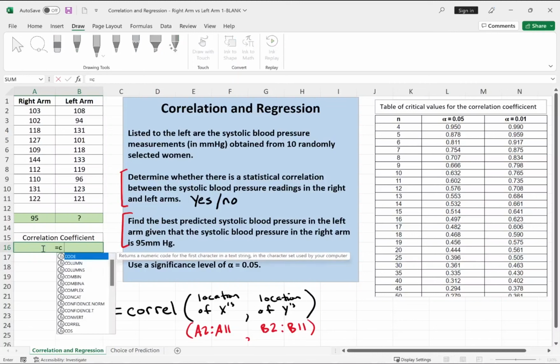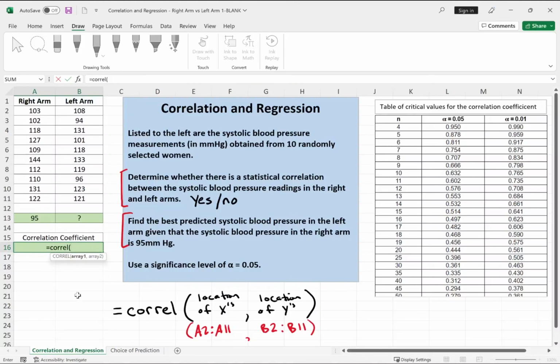So we want that to equal CORREL. That's our function. And Excel calls these lists, so these locations, arrays. So the array 1 is the first list of numbers. So I'll use my mouse to just select those, A2 to A11, comma, and then I'll select the second array, or I'll select the Y values, B2 to B11. And this will give us the correlation coefficient. Okay, so what's the answer? Yes or no? Our correlation coefficient is 0.604.